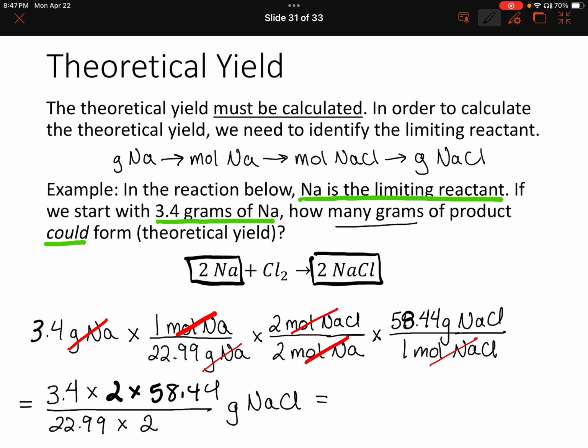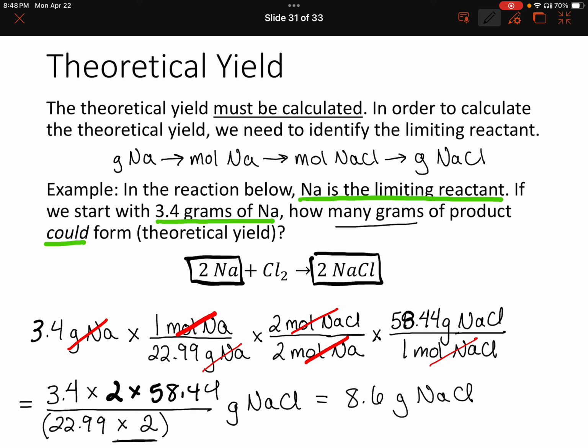Now, if we plug all of this into our calculator, we should get a value of 8.6 grams of sodium chloride. If you got a different answer, go back and make sure to put parentheses around your denominator values, because sometimes the calculator will think that you're just multiplying everything by 2 at the end. So you want to put parentheses around everything in the denominator, just so your calculator knows to divide by everything in the denominator.